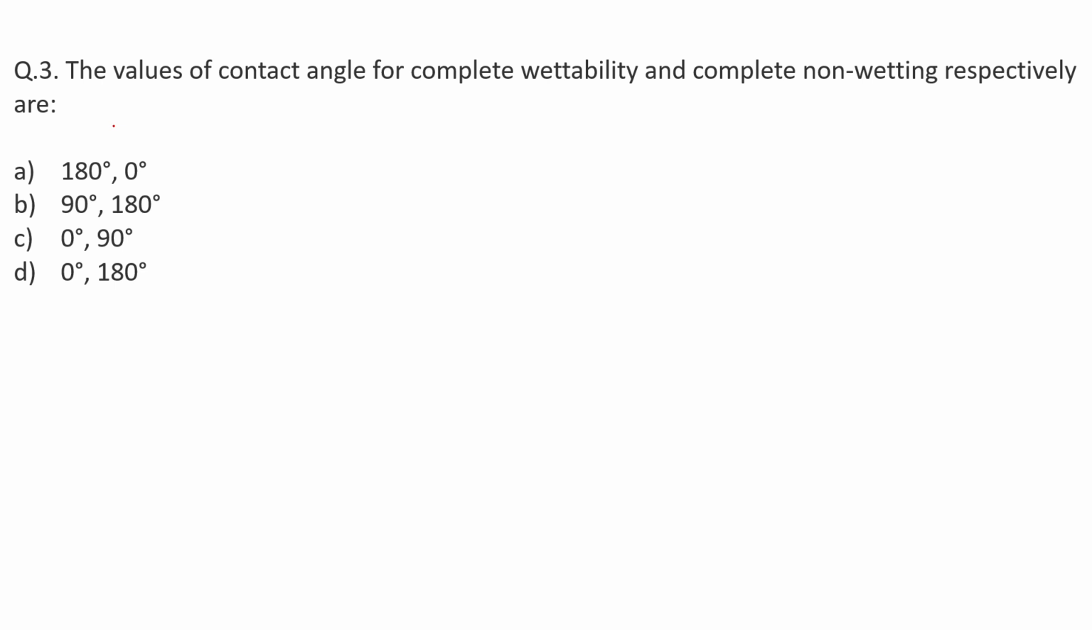So the next question is: the values of contact angle for complete wettability and complete non-wetting respectively are. The options are A 180 degree, 0 degree; option B 90 degree, 180 degree; option C 0 degree and 90 degree; or option D 0 degree and 180 degree.